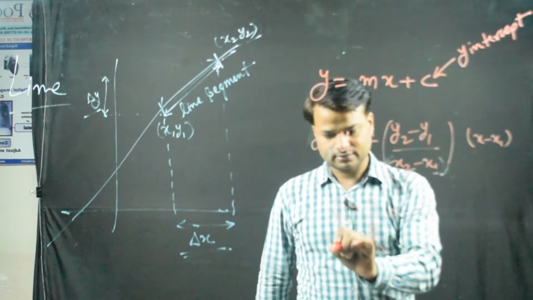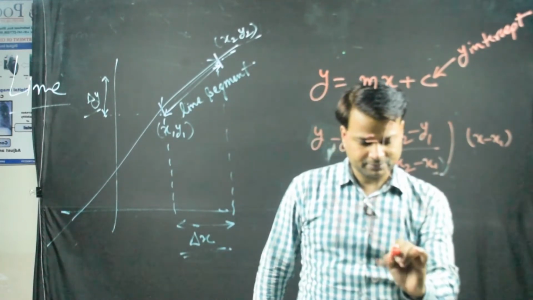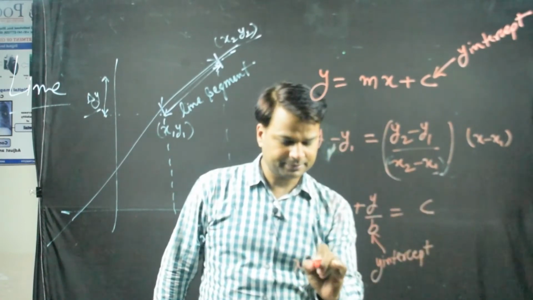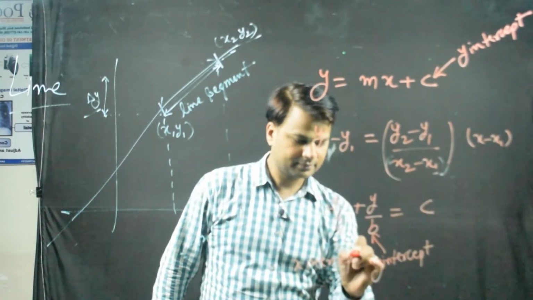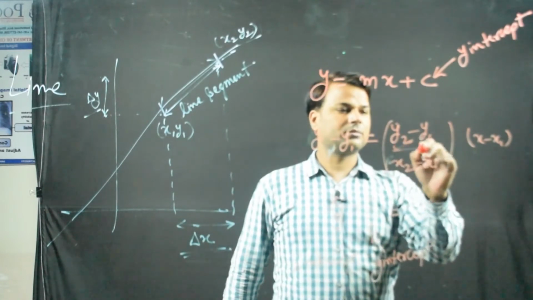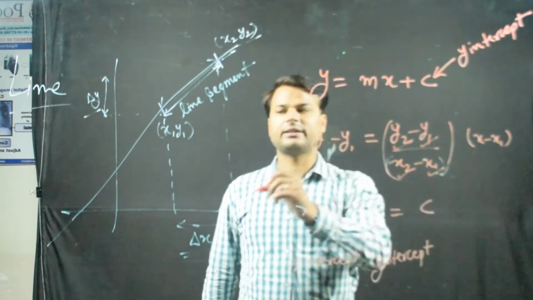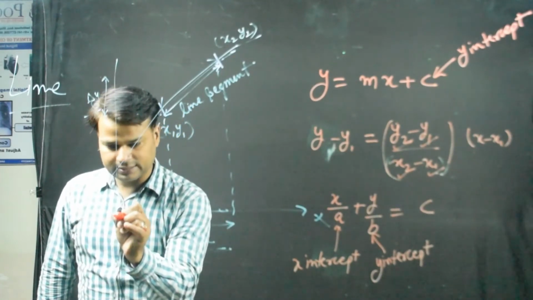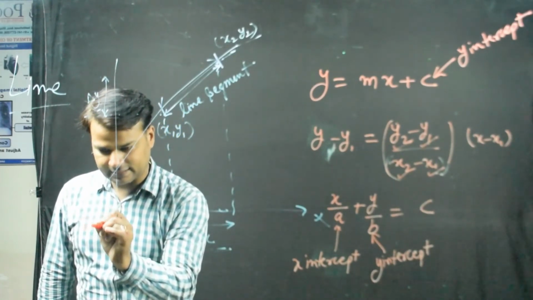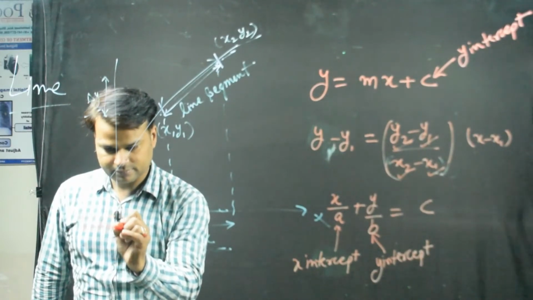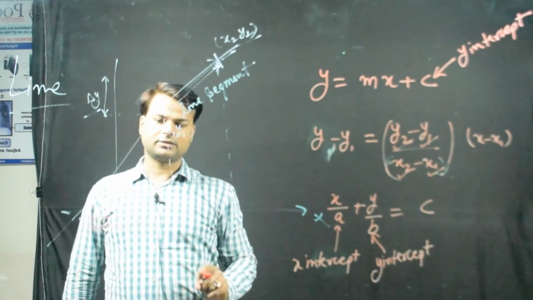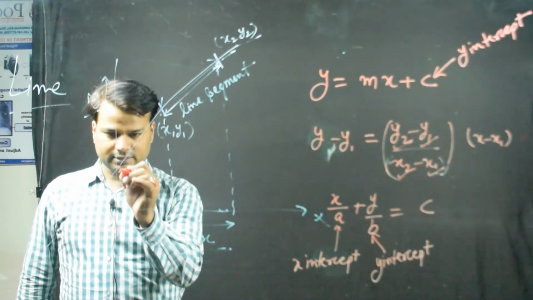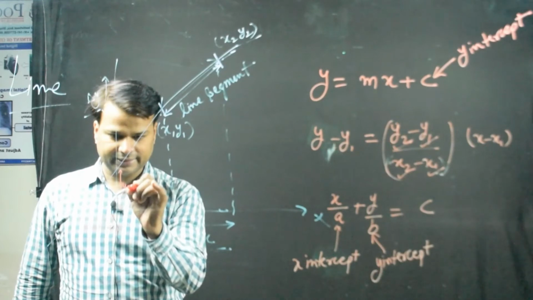In these formulas, this c is the y-intercept, this is the x-intercept, and these are coordinates x2 and y2, x1 and y1. Now, what is an intercept? This is our x-intercept, the point which is cut by the line, and then this is our y-intercept.